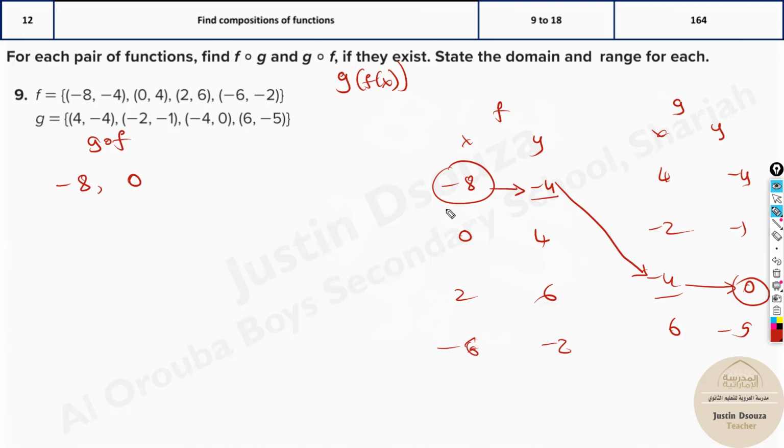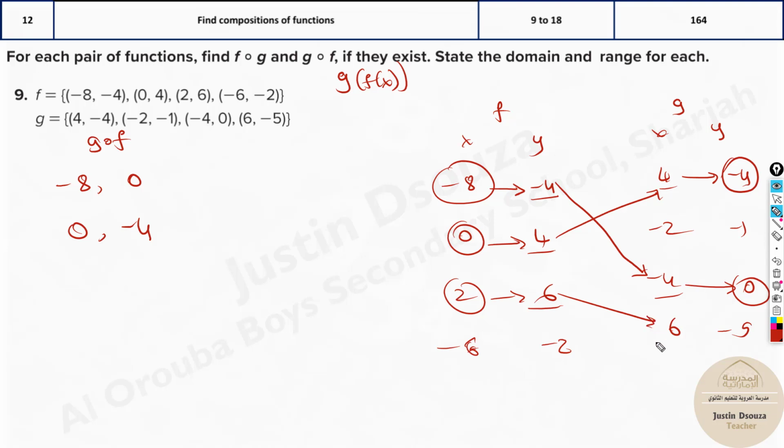First coordinate. Next one, 0, it becomes 4. Is there 4? Yes, 4 is also there. So what is the answer? Minus 4. So 0, comma, minus 4. What about 2? 6 is also there. So the answer is minus 5. For 2, it is minus 5, not 6. 2, minus 5. And lastly, we have minus 6, that is minus 2.